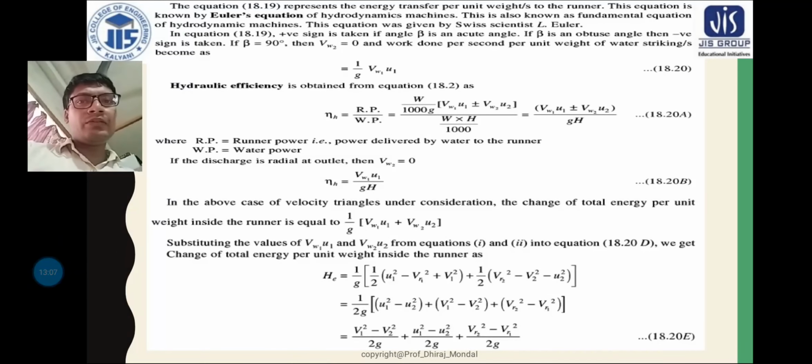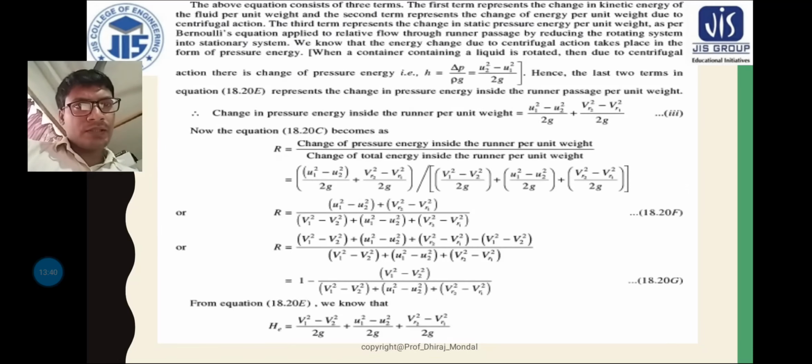So here basically we are replacing this Vw1 U1, which we have seen in the previous slide. So Vw1 U1 and Vw2 U2 is equal to this value. After putting this value, we have got this equation: (V1 square minus V2 square) by 2G plus (U1 square minus U2 square) by 2G plus (VR2 square minus VR1 square) by 2G. Okay, so this is all about the HE, or the total energy per unit weight inside the runner.